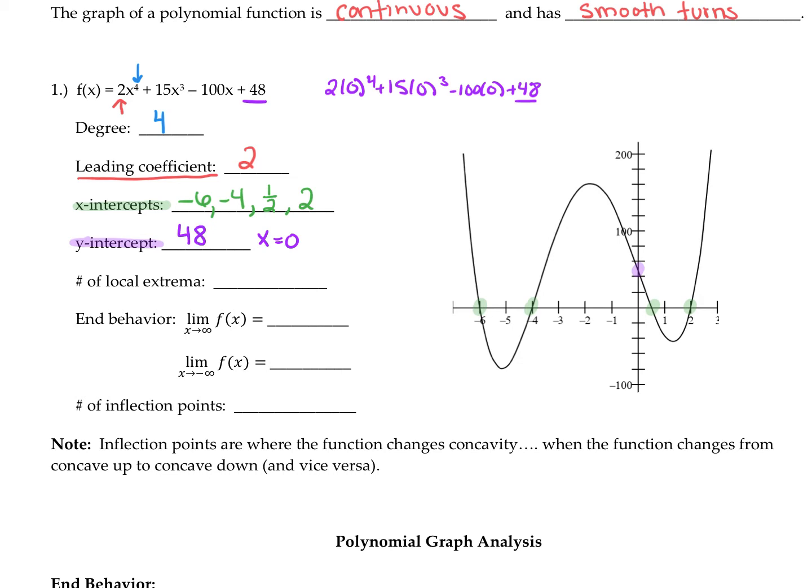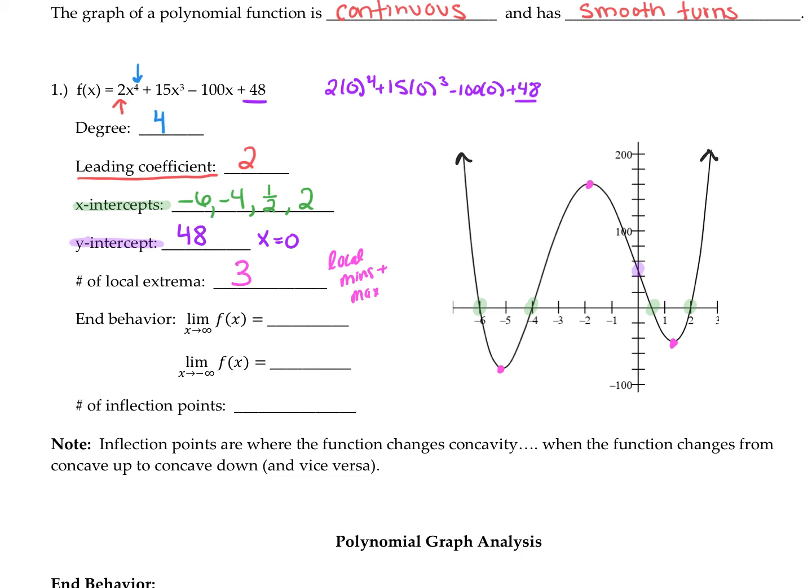Number of local extrema. When we're talking about extrema, we are talking about local mins and maxes. So if I look, I have a min, a max, and a min, so I have 3 total local extrema. The last thing they're going to talk about is end behavior. When we're talking about end behavior, we're talking about what's happening at the ends of the graphs. So we're going to assume there's an arrow here and there's an arrow here.